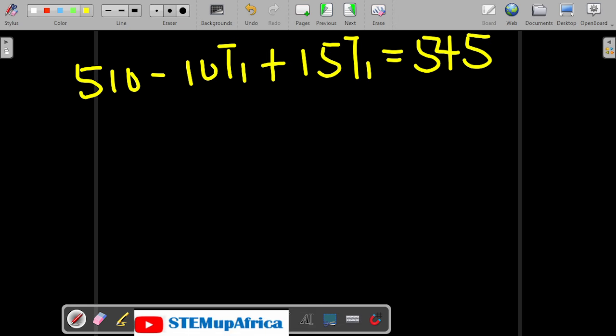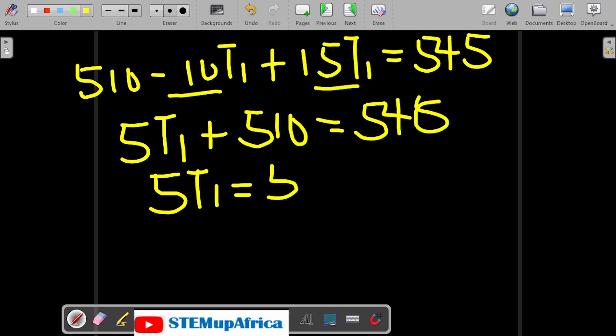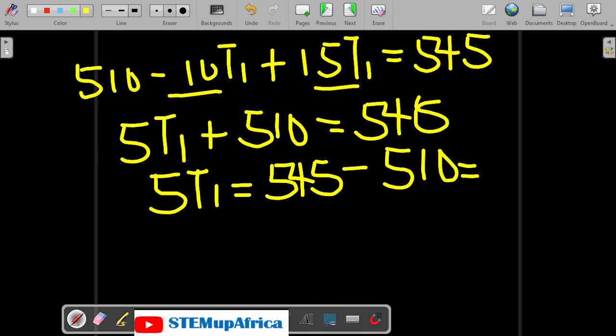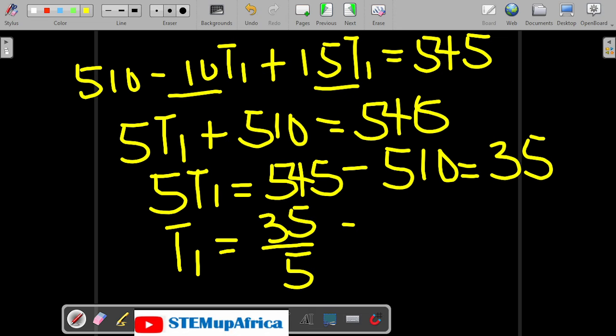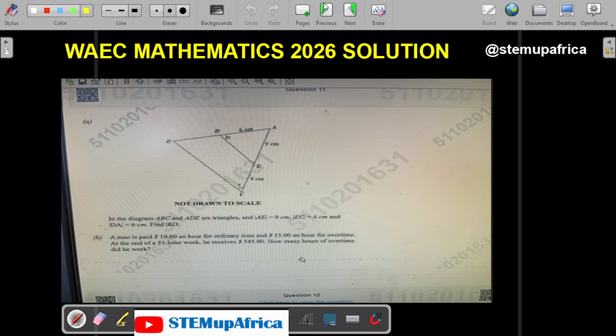So we add minus 10 T1 plus 15 T1, that will give us 5 T1 plus 510 equals 545. So 5 T1 is simply 545 minus 510, that will give us 35. So my T1, which is the overtime, is simply 35 divided by 5. That will give us 7 hours. So the man will work 7 hours overtime. That is the solution to question 11b.